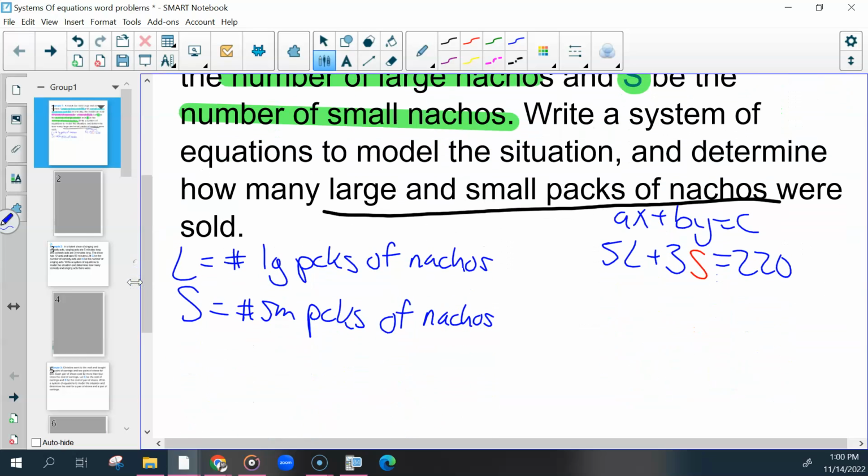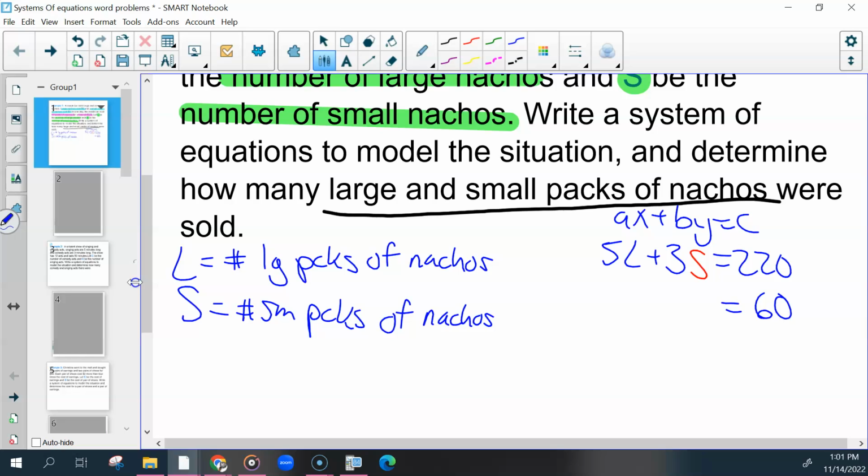Now, because it is a system, we need two equations, not just one. We cannot use any of these numbers again in our second equation. They did give us that 60. That is a different total. That is the total of number of packs in general. What else represents something about number of packs of nachos?